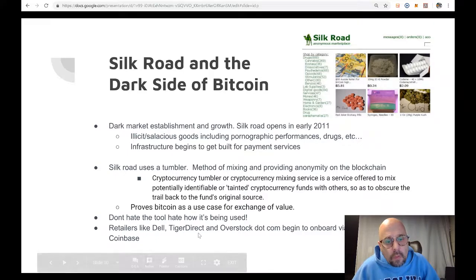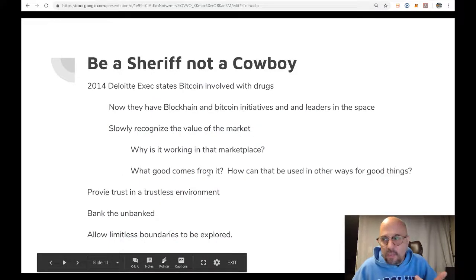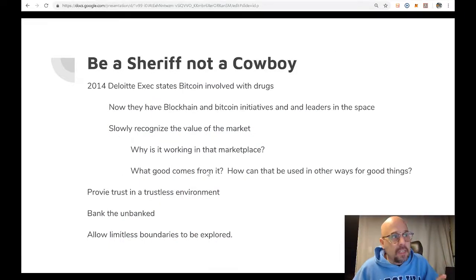So again, one of the big things we saw is retailers like Dell, Overstock.com, BitPay, Coinbase, Bitfinex, Bittrex. You see a lot of successful real industries being built today. So I said this before, be a sheriff, not a cowboy. One of the things we see with the change in mood from 2014 to today, especially with the Silk Road debacle, is that a Deloitte exec in 2014 said everything that Bitcoin is involved in had to do with drugs. But if you look at some of the initiatives put forth by the leaders at Deloitte, they have a lot of blockchain initiatives, a lot of Bitcoin initiatives to do things with track and traceability and supply chain and a lot of different verticals that are taking advantage of this technology. So we're slowly recognizing the value of the market.